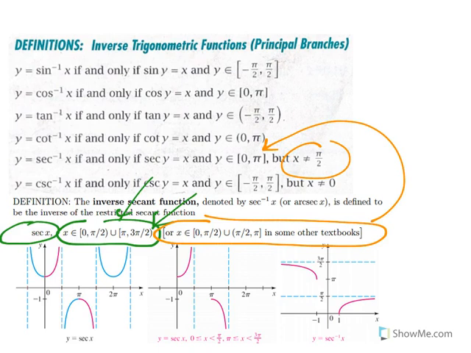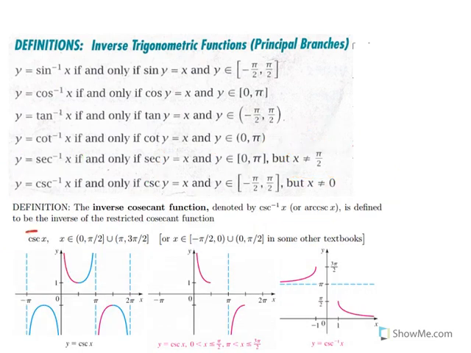And we may define the inverse secant function as follows. y is equal to the inverse secant of x if and only if secant of the angle y is equal to x, where the angle y is coming from the restricted domain of the secant function.